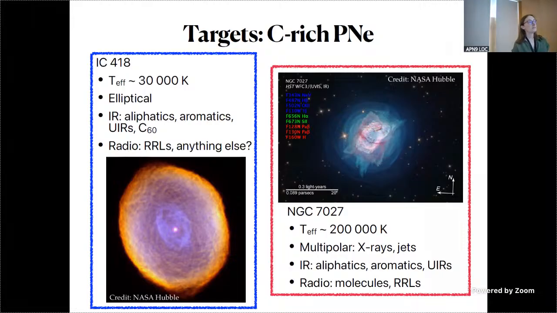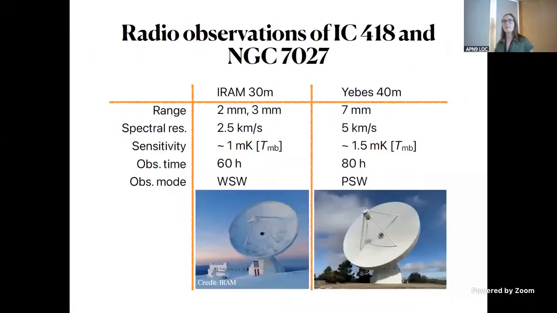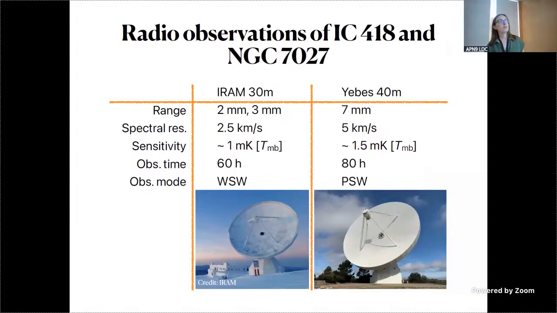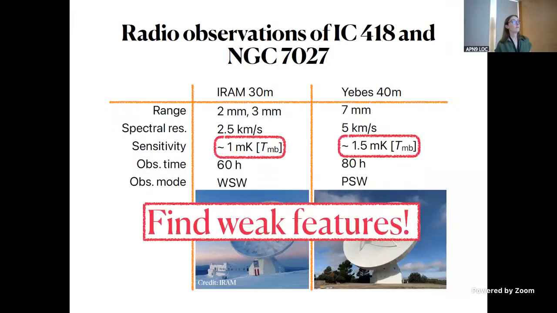In NGC 7027, we have this multipolar shape with a binary system in the center and a rich molecular content both in IR and also in radio. The observations were made with the IRAM 30-meter here in Sierra Nevada and also with the Yebes 40-meter telescope. We observed these 3-millimeter bands, very long projects, and at the end we could reach an RMS of about 1 millikelvin. Why? Because we want weak features, and this is crucial.